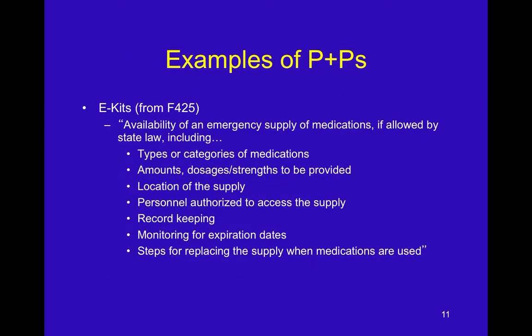So, what are some examples that go in policies and procedures? For example, the emergency kits. One of the things is, what types of medications are in the emergency kit? What's the supply? Where are they located within the facility? Who's allowed to access the supply? You don't want every nurse, so usually it's the director of nursing or the charge nurse that does that. How is the record keeping of replenishing the supply handled?